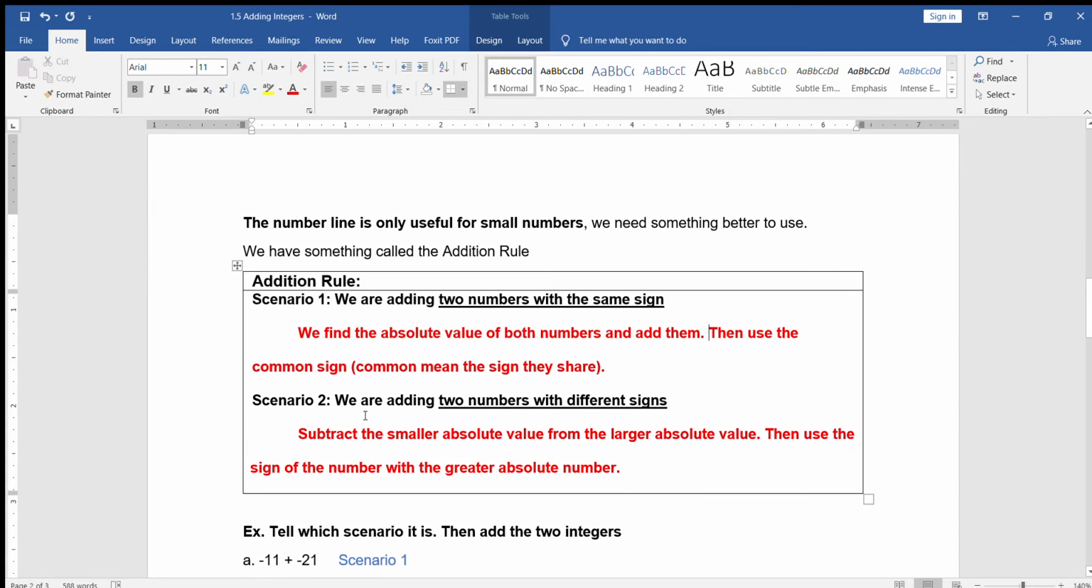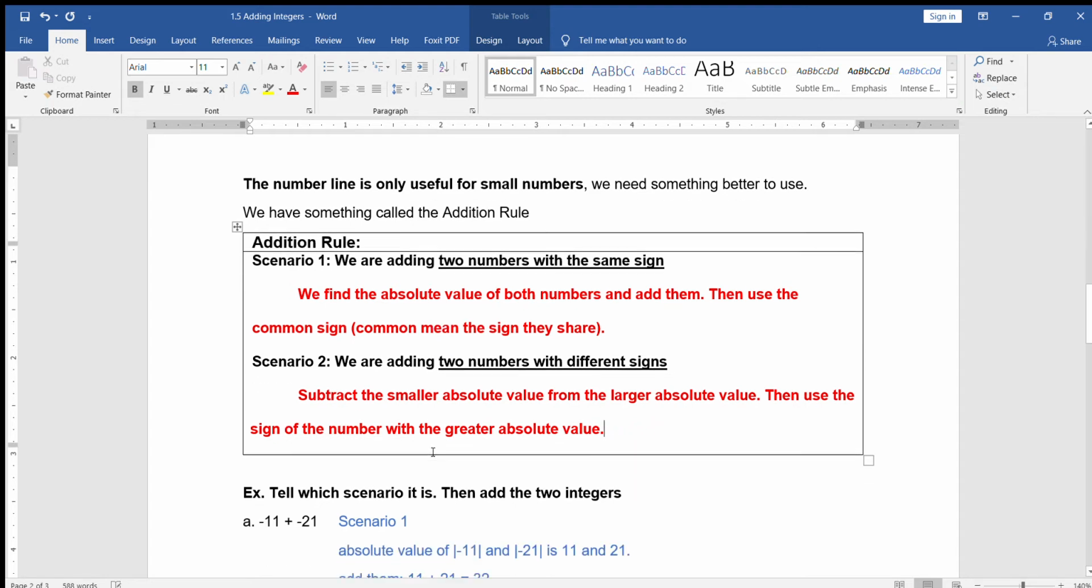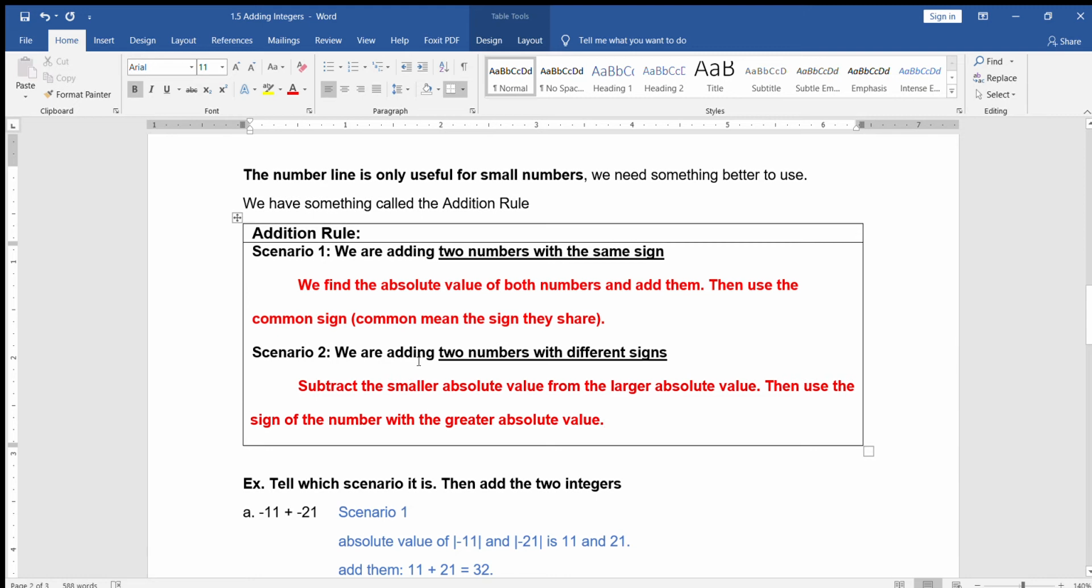And then scenario 2, we're going to subtract the smaller absolute value from the larger absolute value. Then use the sign of the number with the greater absolute value. So you might be thinking, wow, I didn't understand anything from what he just said. And that's okay. We're going to go over that in some examples so that you see what they're trying to say.